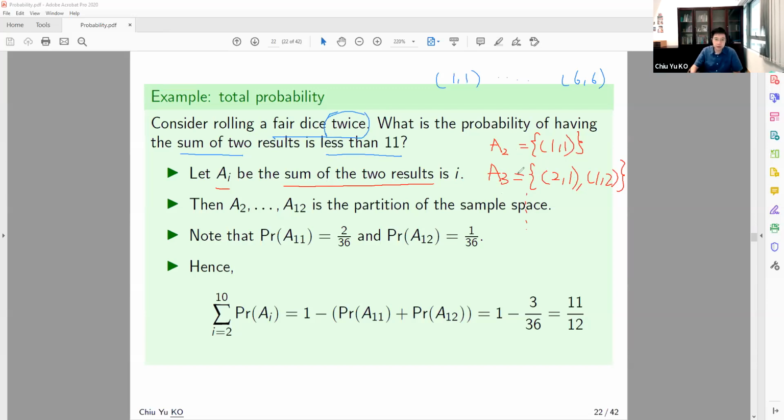Do note that they are not equally likely, because they don't have the same number of outcomes, and this die is fair. And this is a partition, because when you have the number 2, you cannot have number 3. When A2 happens, it cannot be A3. When A3 happens, it cannot be A4 or A2. So they're mutually exclusive. And A2 to A12 is exhaustive because the sum must be from 2 to 12. That's why it's called a partition.